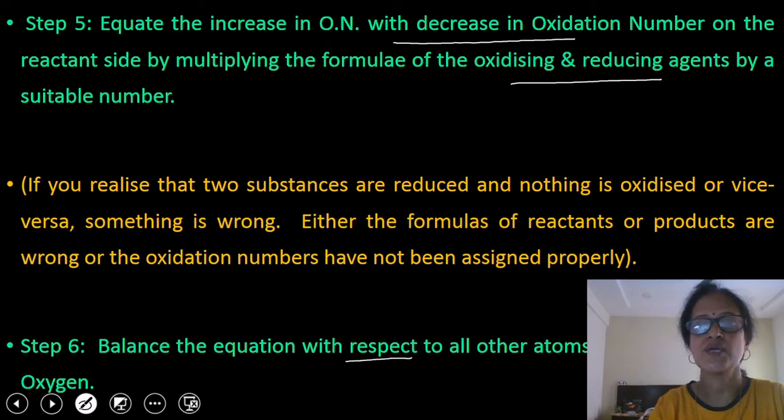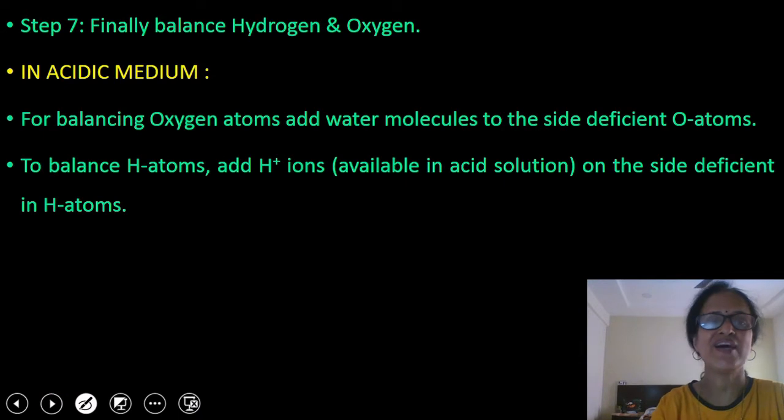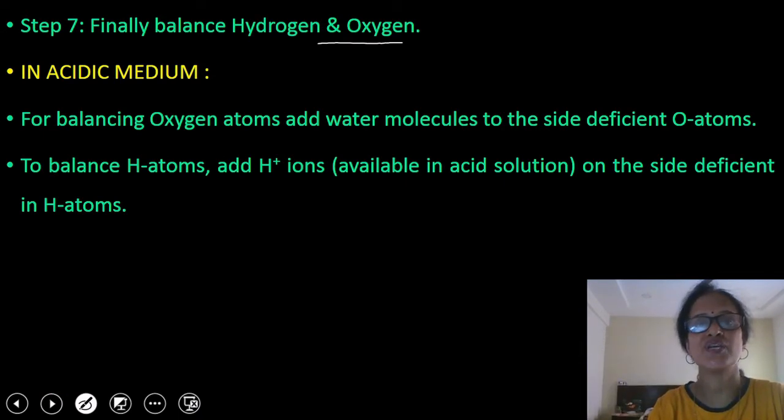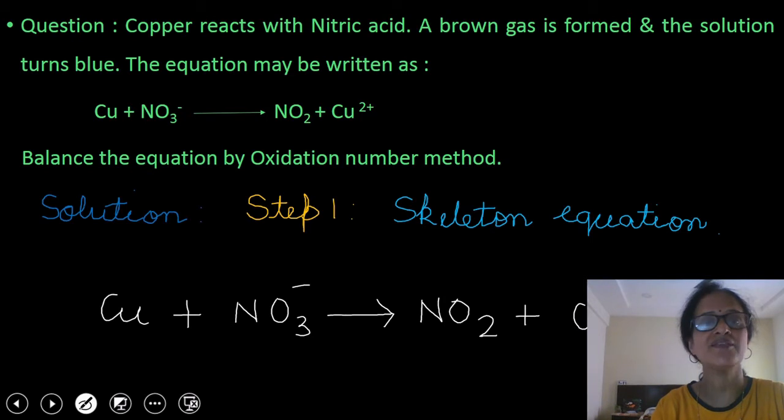The next step is to balance all other atoms except hydrogen and oxygen. Finally, you have to balance hydrogen and oxygen, and balancing of hydrogen and oxygen depends on whether the medium is neutral, acidic or basic. This step will become clear when we discuss a few examples. So I am going to explain this method by considering a few examples.